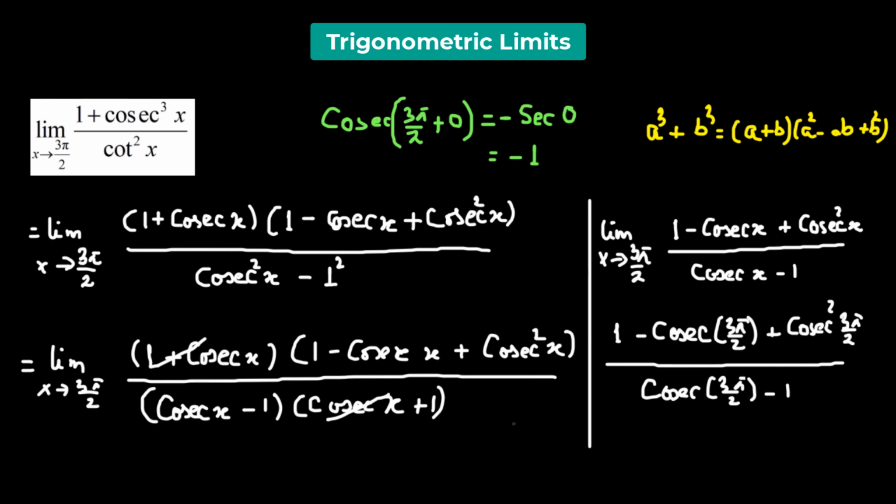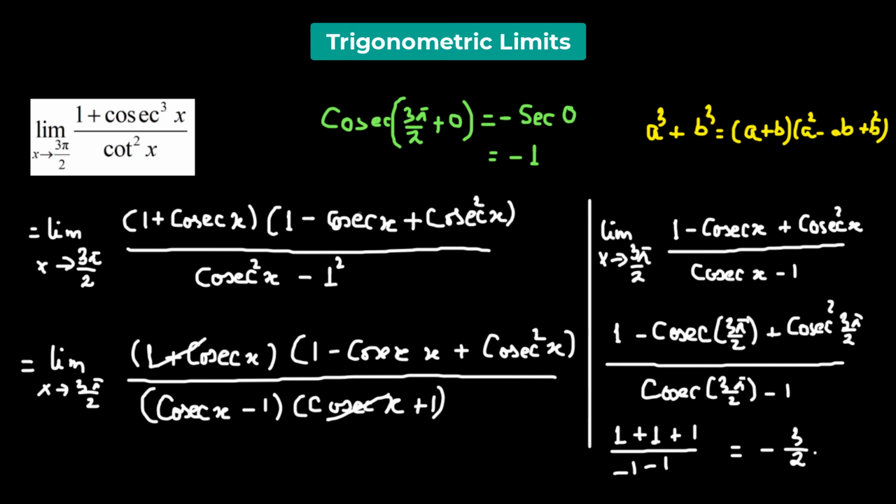So this is going to give us 1 minus negative 1, so we'll have positive 1, plus negative 1 squared, which is 1, divided by negative 1 minus 1. So our final answer is going to be negative 3 over 2. This is going to be the limiting value of the given function when x approaches 3 pi over 2.